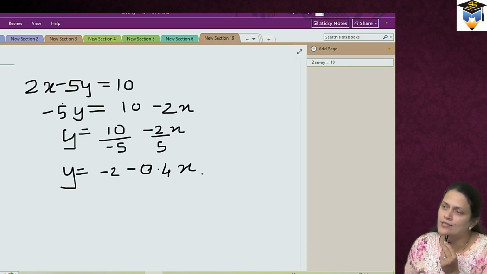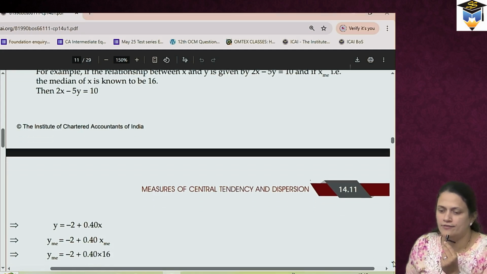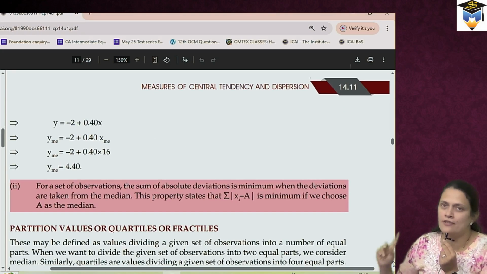What is the median value given to us? 16. Minus 2 by minus 5, so it will become plus 0.4. So 0.4 into 16 is how much? 6.4, minus 2. So everyone got the same answer? Now this is the first property.